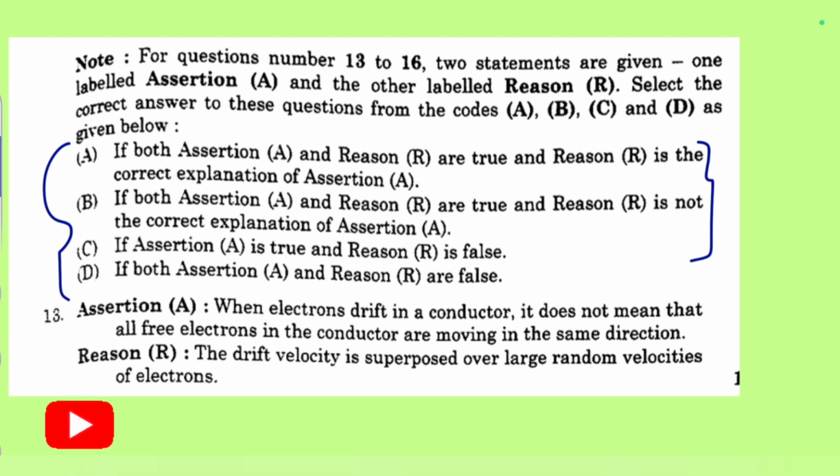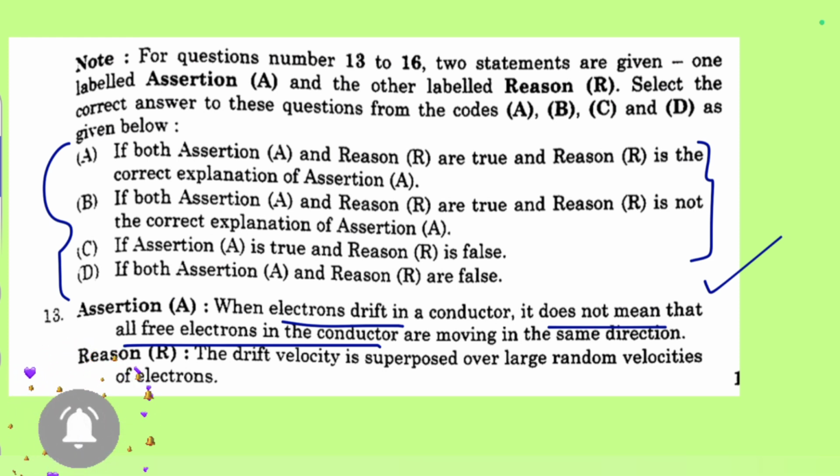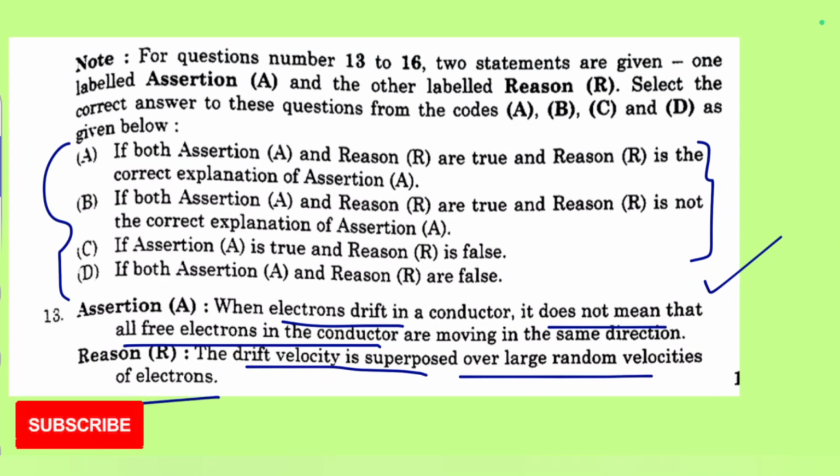Question number 13, assertion: when electrons drift in a conductor, it does not mean that all free electrons in a conductor are moving in the same direction. Very correct, because electrons usually move in a very random manner, like Brownian motion, and the velocity related to their drift is the drift velocity. So the first assertion is correct. Now, the drift velocity is superposed over large random velocities of electrons. Yes, it is also correct.